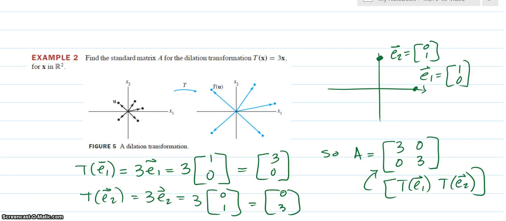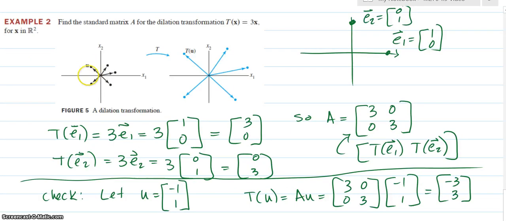Again, this is equal to T of e1, T of e2. You could check it. Our u here looks like maybe negative 1, 1. So if I take A, my matrix, times negative 1, 1, I should get 3 times it, and I do. Right? I get negative 3, 3.